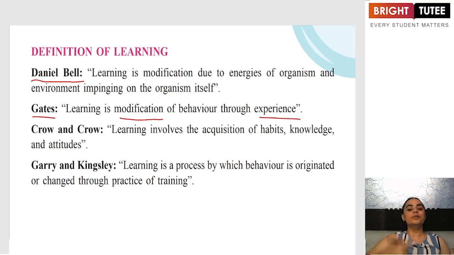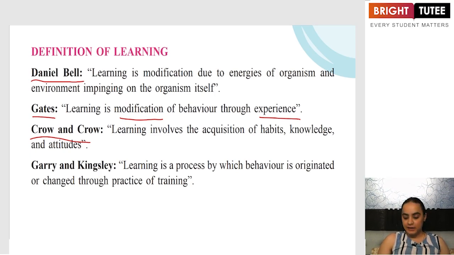So what all new things we have learned, how has our behavior improved over a period of time because of the past experiences we have had, that means learning. Crow and Crow defined learning as the acquisition of habits, knowledge and attitudes. So how did one acquire the new habits? What all new knowledge and attitude has been added in your bag? That is what defines your learning.